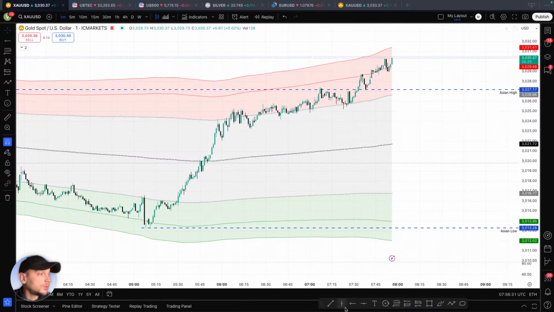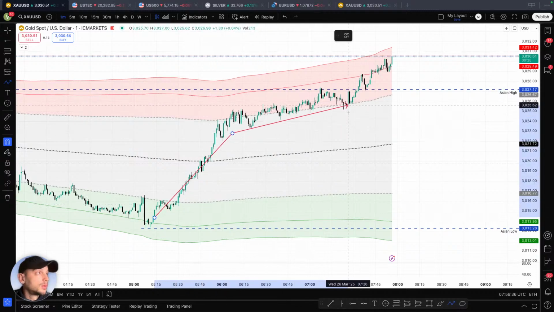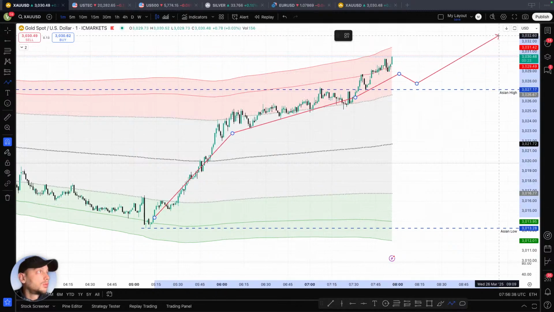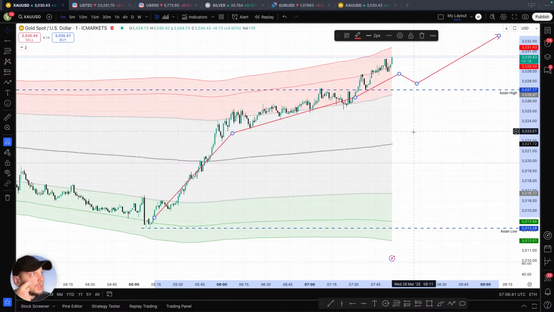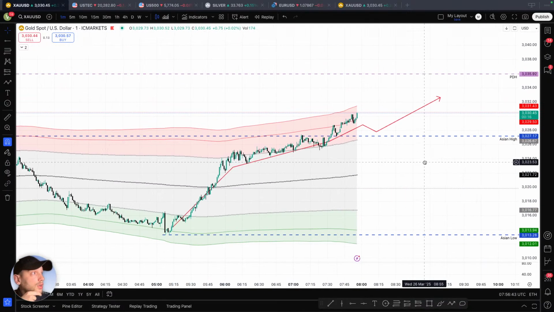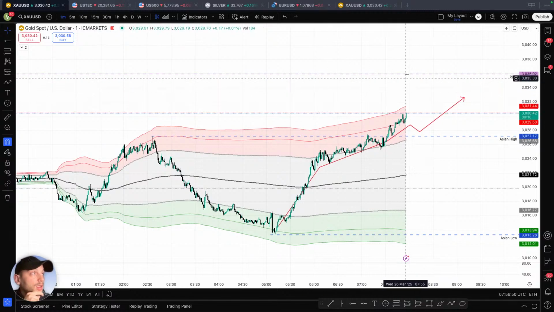Today it looks like one of those days where the price will just go up, little pullback, up, and keep going up. This is what I expect until we get some liquidity area, some key liquidity area.